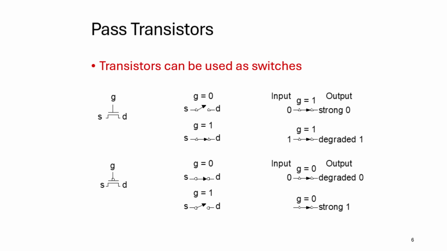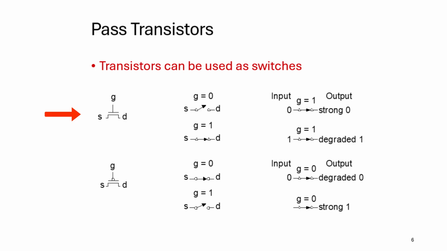Now let's take a closer look at one of the interesting characteristics of MOSFETs when used as switches. That is why PMOS transistors pass a strong 1 and NMOS transistors pass a strong 0. This is a key concept to understand in pass transistor logic. In MOSFETs, we use two main types of transistors, PMOS and NMOS. Let's start with the NMOS transistor.